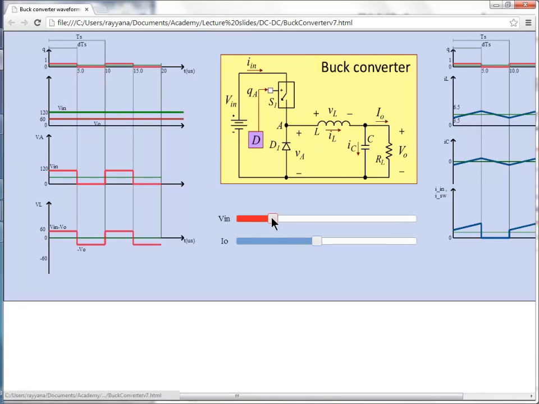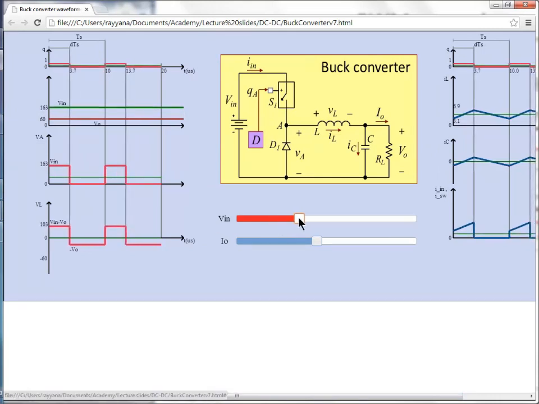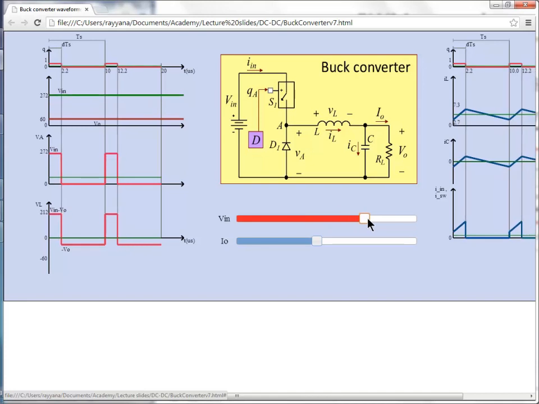Now, as I increase the input voltage, let's say to 160 something, you can see that the pulse width has reduced. It's only 3.6 microseconds. So the duty ratio is 0.36, and you can see that even though the input voltage is increased, the output voltage is regulated exactly at 60 volts. And as I increase the voltage even further, you can see the pulse width or the duty ratio becoming smaller and smaller as the input voltage increases.